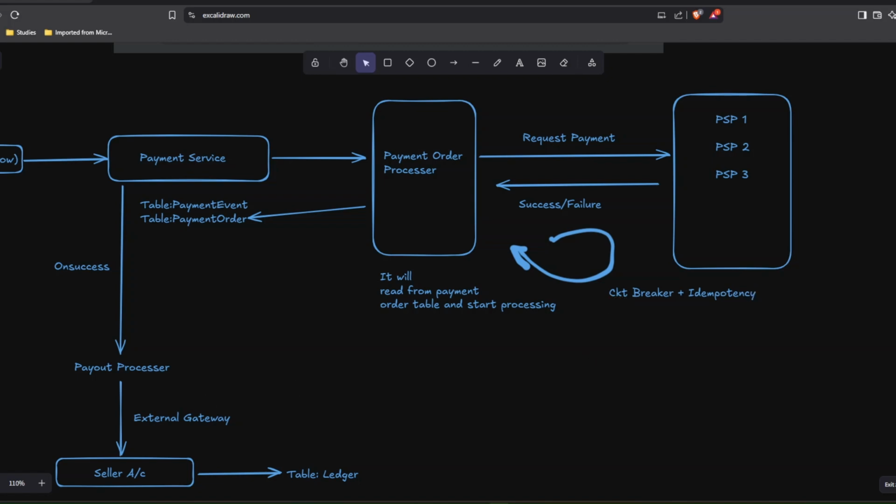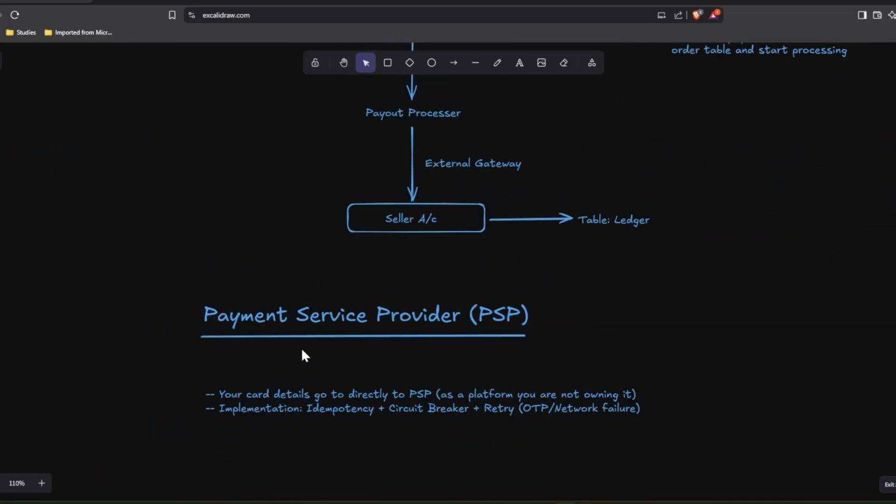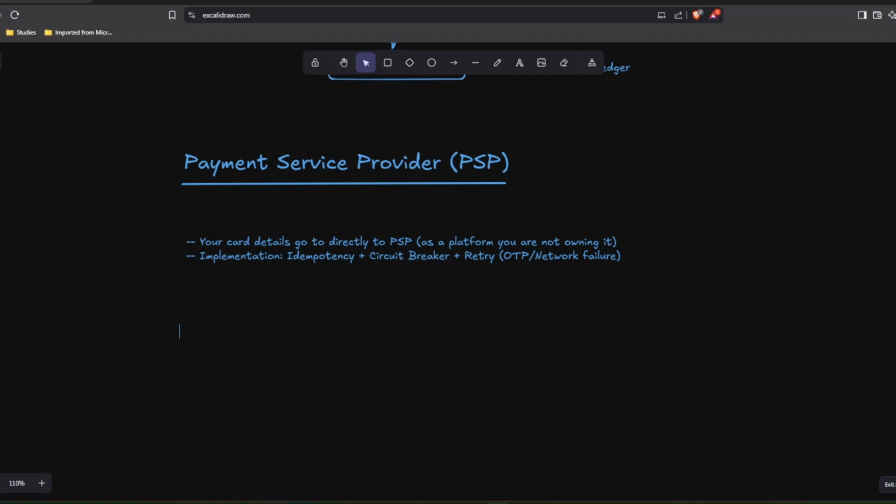Okay, so this is something that we are going to have. Now the next thing that we are going to have, a related and very important concept similar to this, is reconciliation. So what exactly is reconciliation?